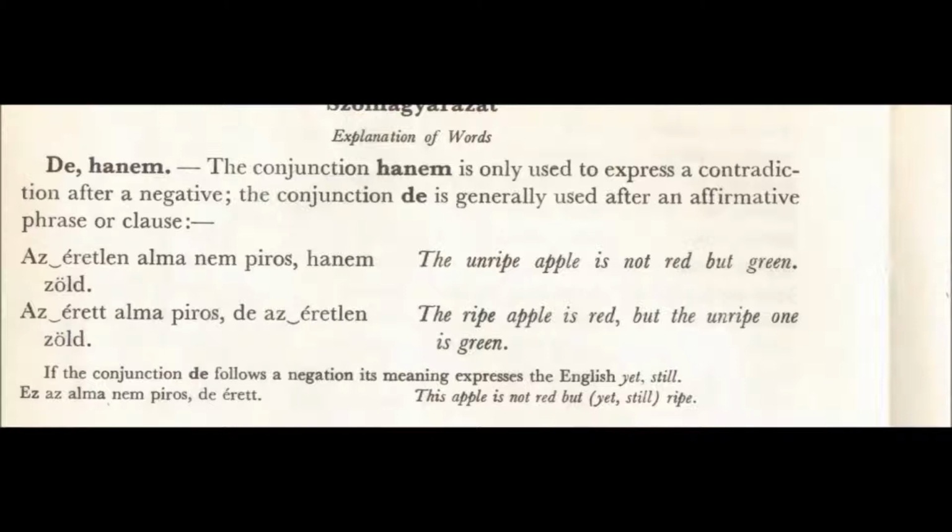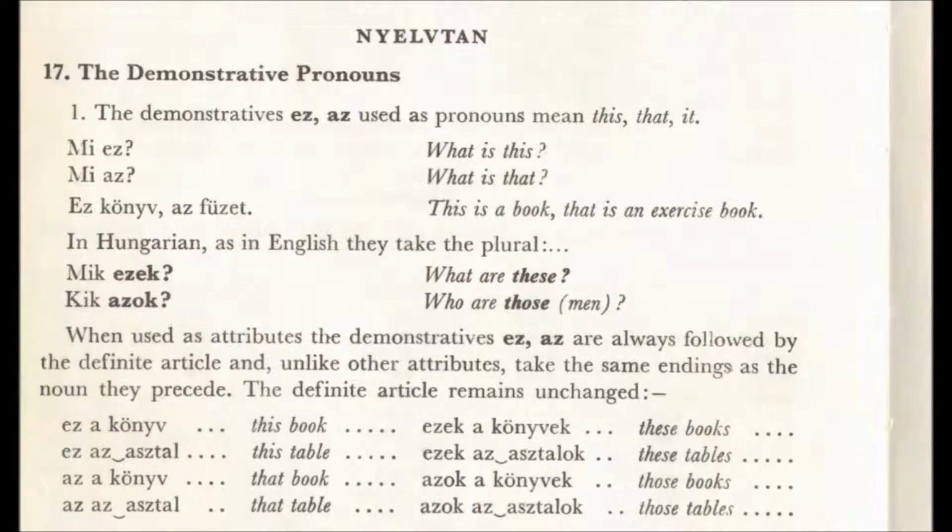Actually here I thought az meant that, but here it's "the" for some reason. Az érett alma piros. The ripe apple is red. De az éretlen zöld. And the unripe one is green. So in the second sentence there is no contradiction. There is no negative. So then you use the de. So let's repeat the demonstrative pronouns. Mik, plural for what, and kik, plural for who.